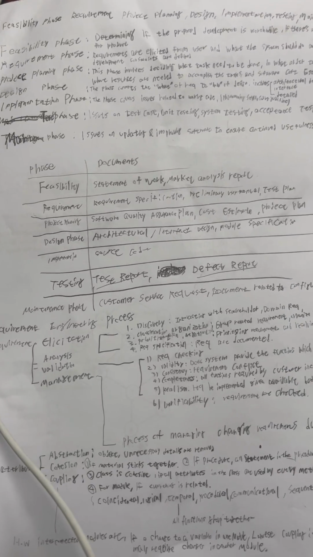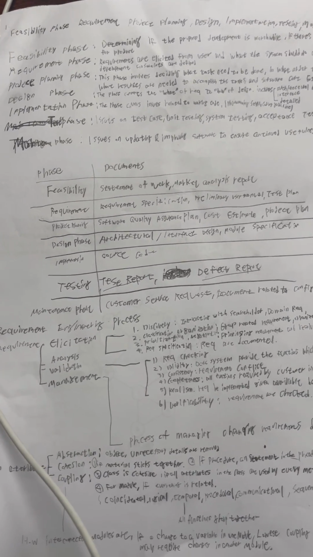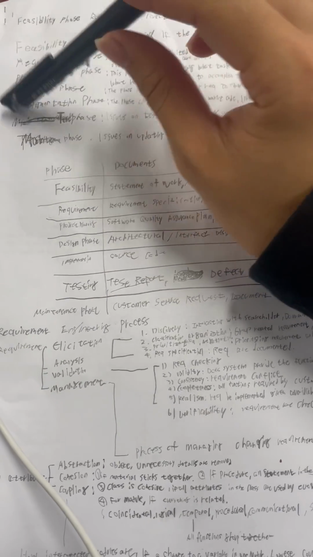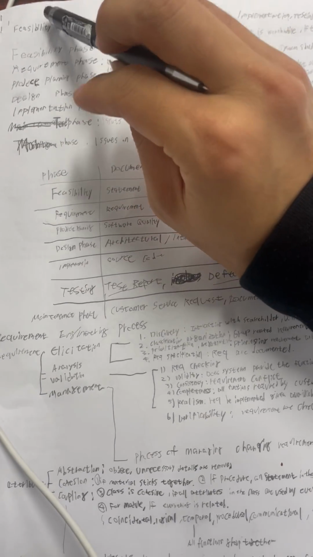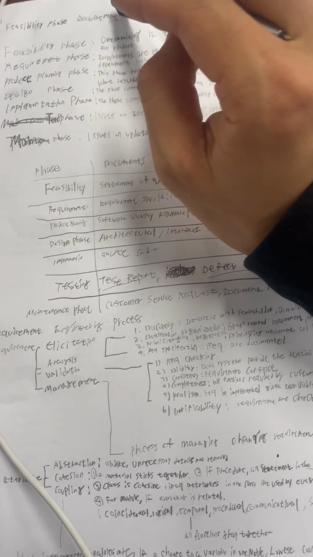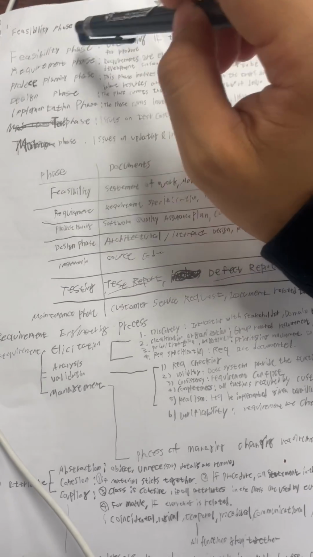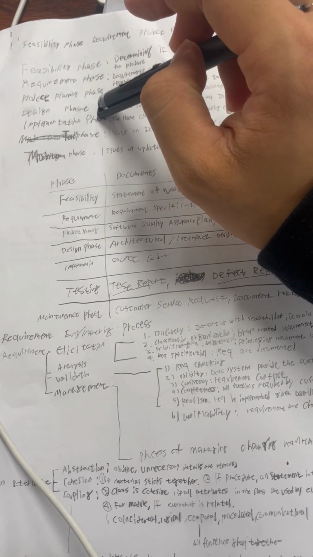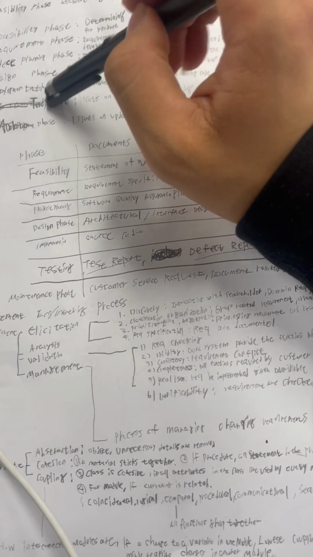21st of October 2025, software engineering. First, when you make software, there will be a software cycle, and each of the phases: feasibility phase, requirement phase, project planning phase, designing phase, implementation phase, and maintenance phase.